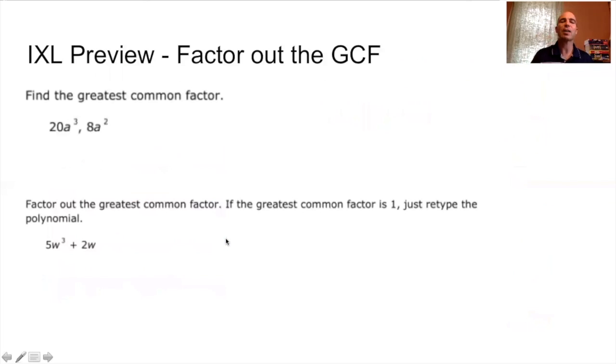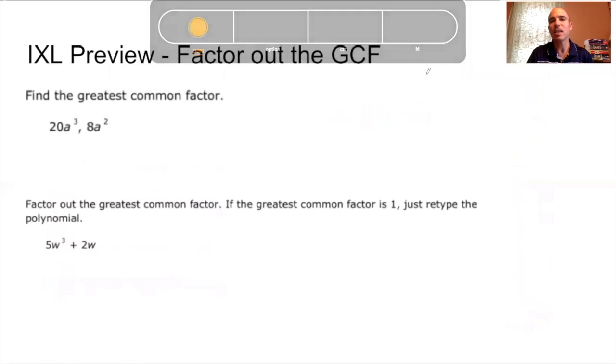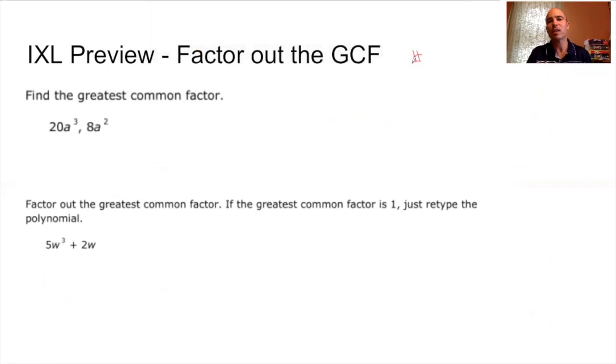Okay, now factoring. This is an IXL preview. Part of your homework is going to be on IXL tonight. Factoring. Now, the first thing you do, I don't care what you're factoring: always try to factor out a greatest common factor. This is the number one move. Always. If there's no greatest common factor, do something else. But always try to factor out the greatest common factor, because sometimes that's all you're going to have to do to factor it. Other times, it's not all you have to do, but it's going to make everything else significantly easier. So one of the IXL things is just, what's the greatest common factor?